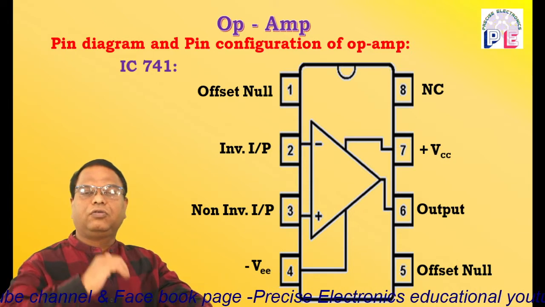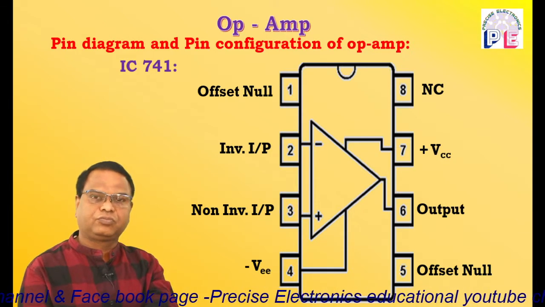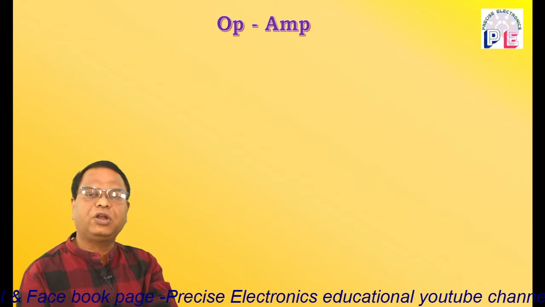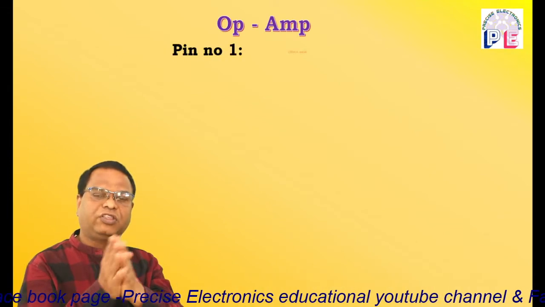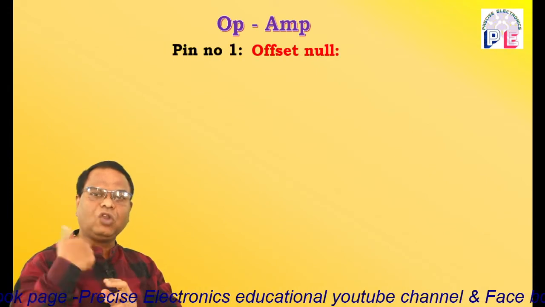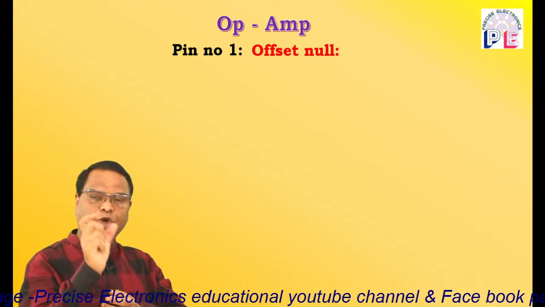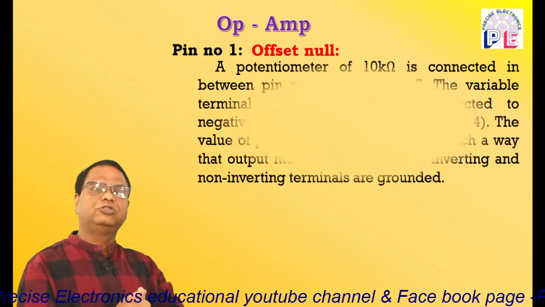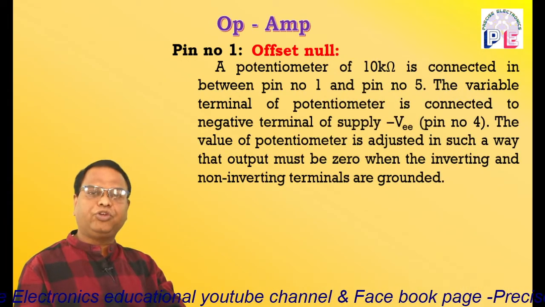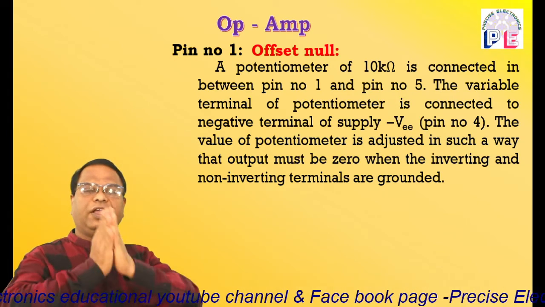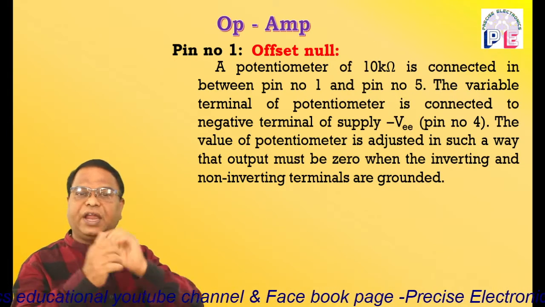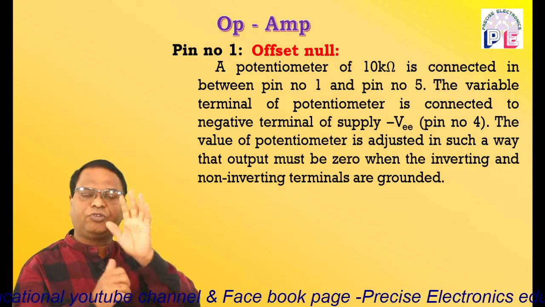Now pin configuration. First, pin number 1, offset null. What is the function of this pin? What is the offset null? A potentiometer, that is a variable resistor. A potentiometer of 10 kilo ohm is connected between pin number 1 and pin number 5. Pin number 5 is also offset null.